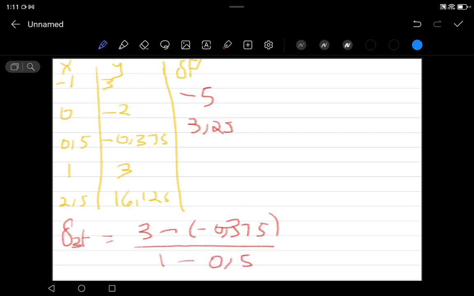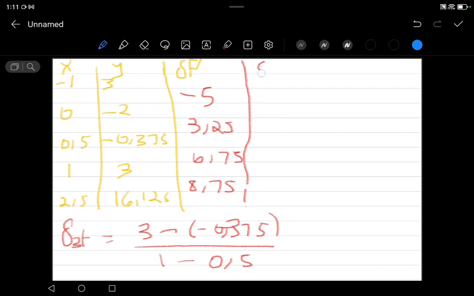Are you following, Rochi? Yes. Okay, so it's going to be 3 minus 0.0375 over 1 minus 0.5, and then the answer is going to be 6.75. Okay, and then the last one is going to be 16.125 minus 3 divided by 2.5 minus 1, and then we're going to get 8.75.